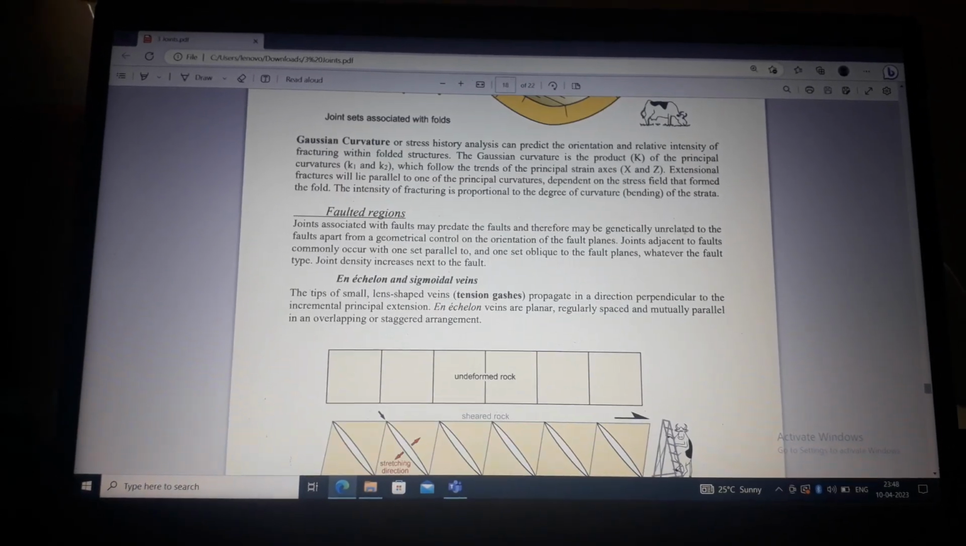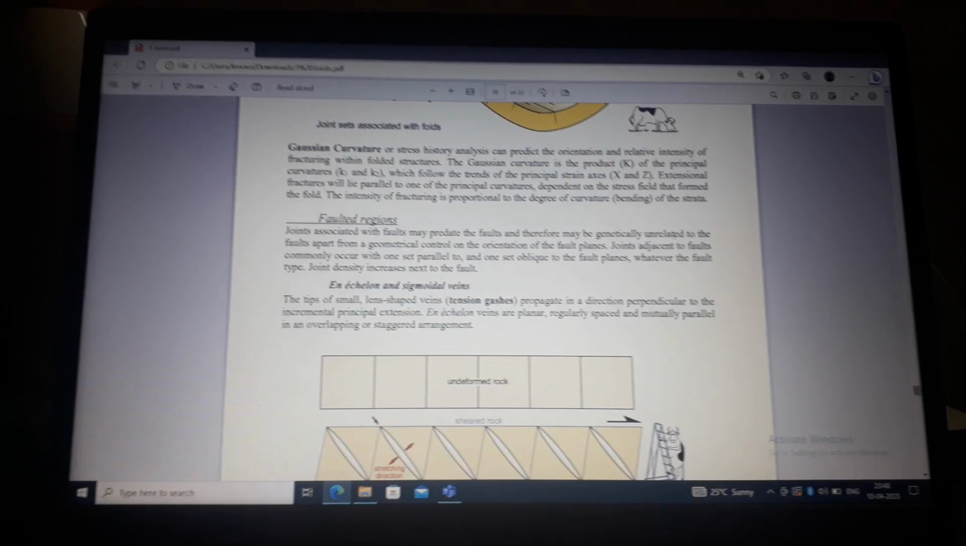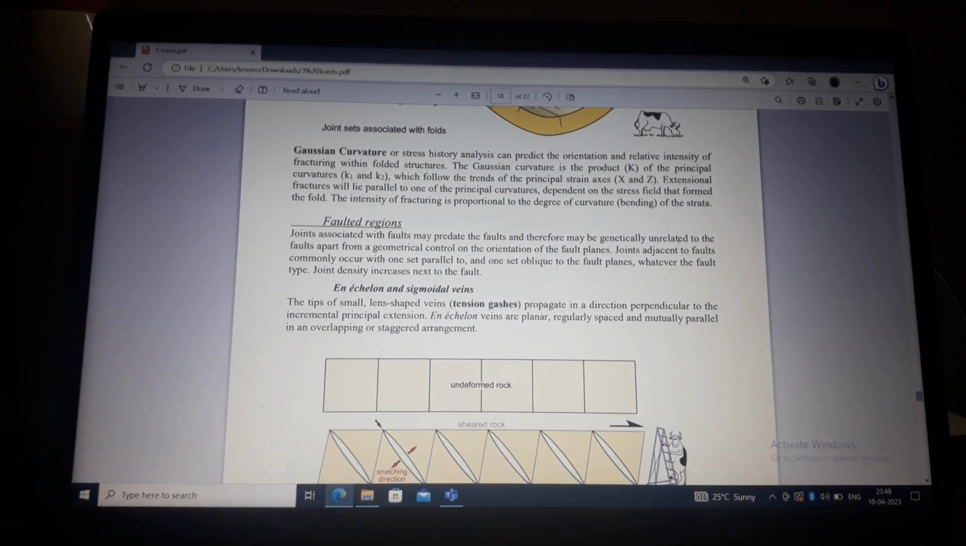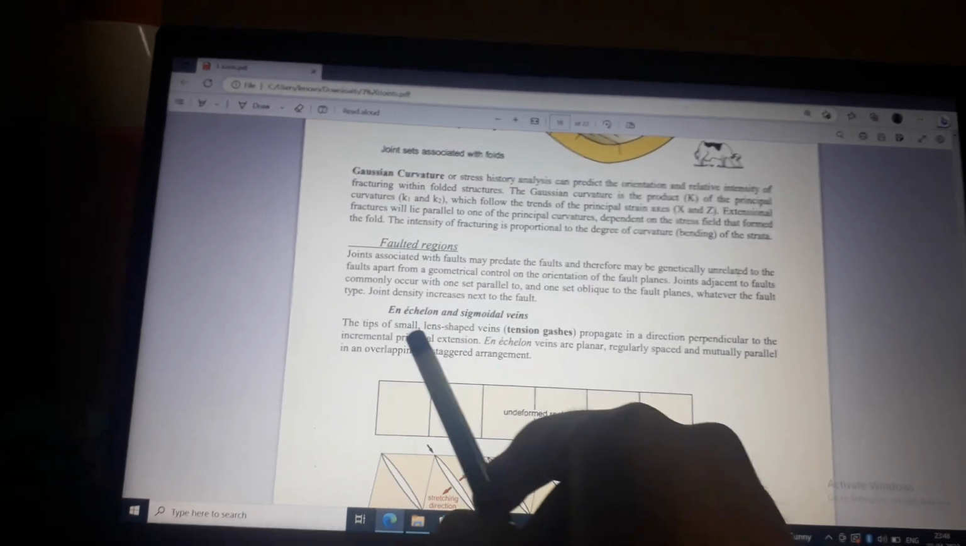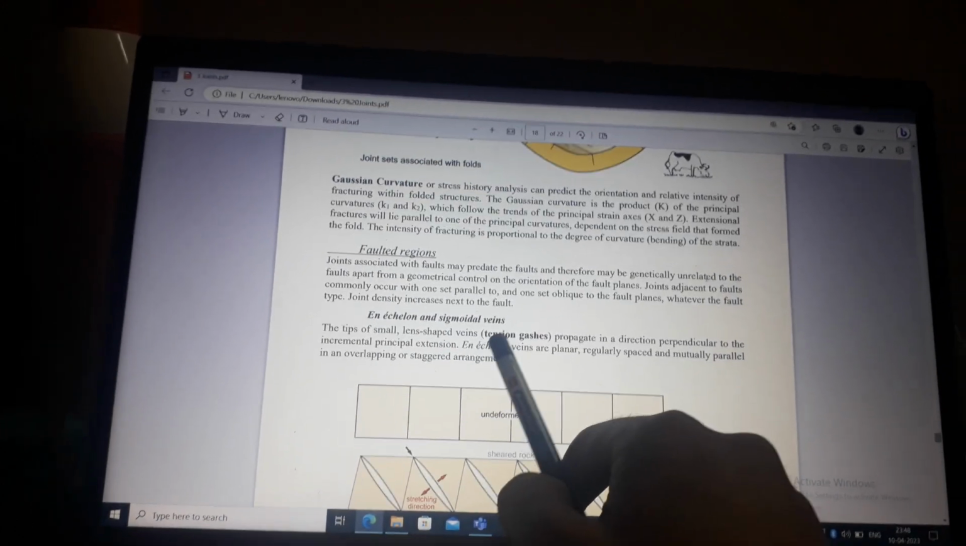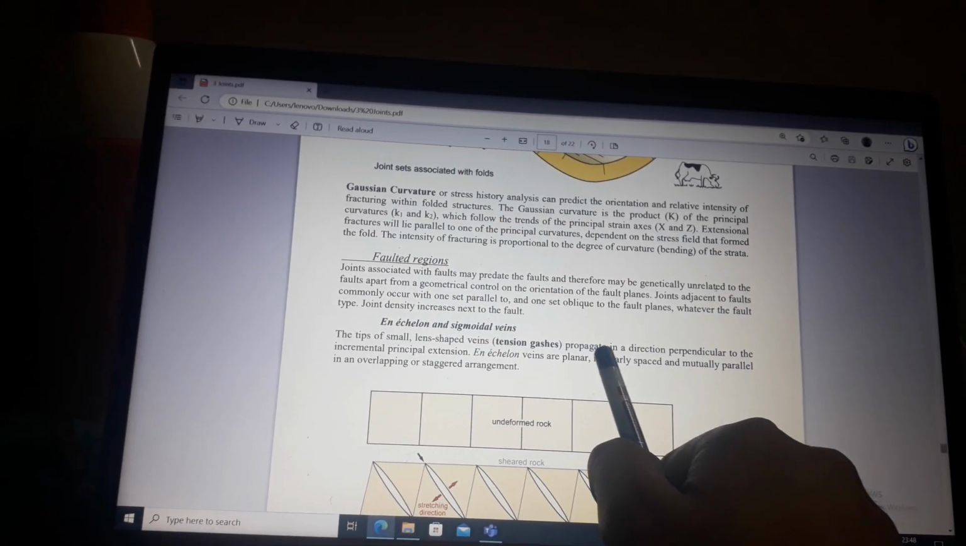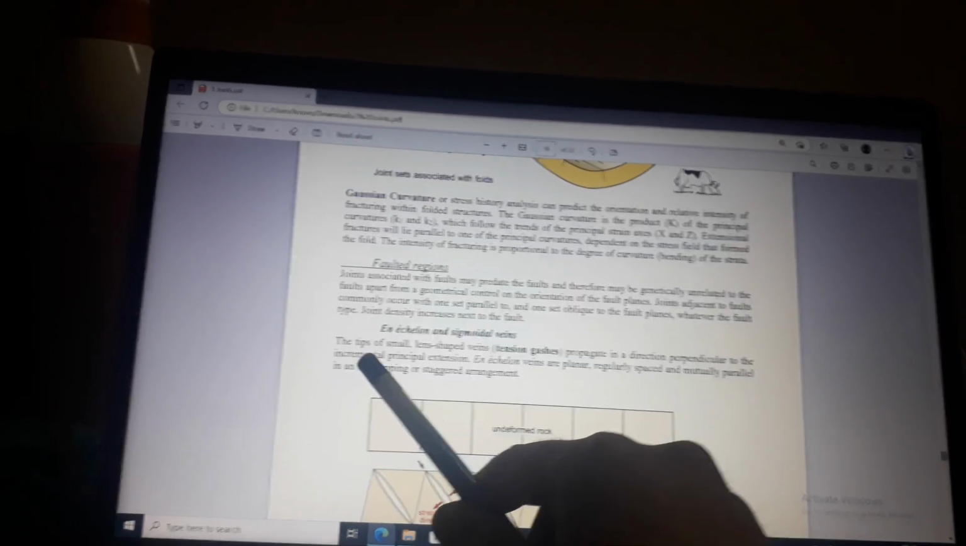en echelon and sigmoidal veins. The tip of a small lens-shaped vein, tension gashes propagate in a direction perpendicular to the incremental principal extension.